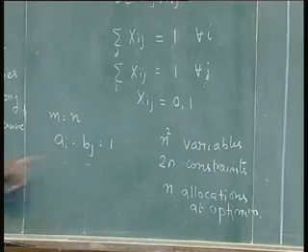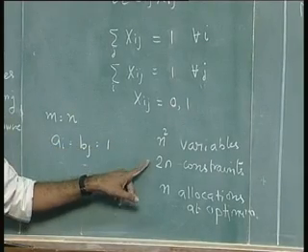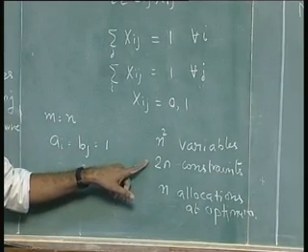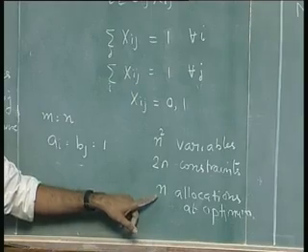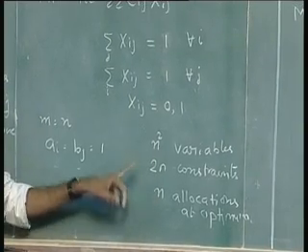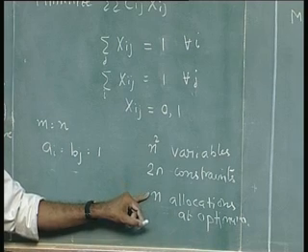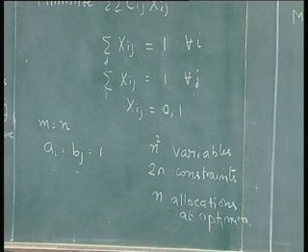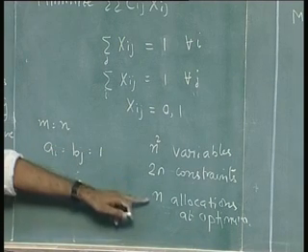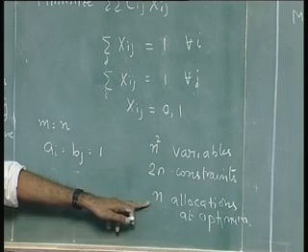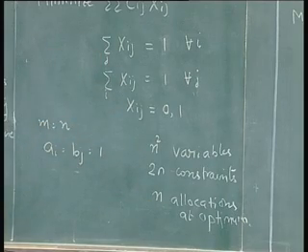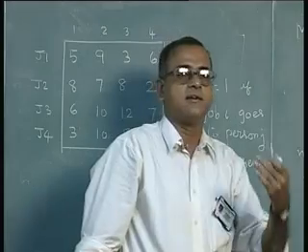So which means if we have 2n constraints, then we need 2n basic variables, out of which there are only n allocations, which means out of the 2n basic variables, n basic variables take value 1 at the optimum, and there are another n basic variables which take value 0 at the optimum. So the assignment problem is a very degenerate transportation problem.